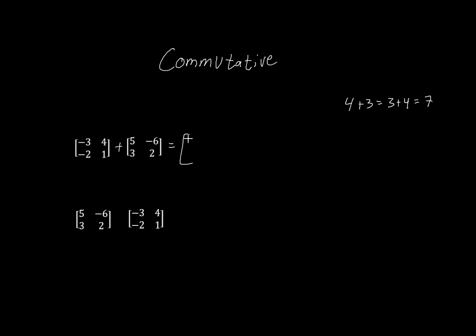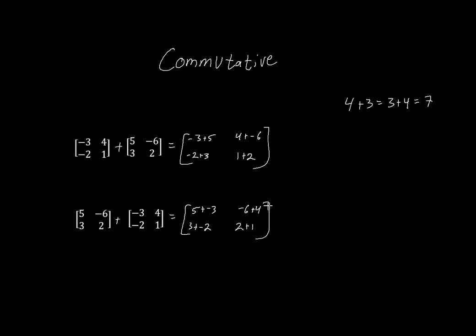We'll get negative 3 plus 5. And then in the next entry, we get 4 plus negative 6. And we get negative 2 plus 3, and we end up with 1 plus 2. We can go ahead and simplify those down and get an answer. But let's pause and do it the other way. If you'll notice, I've just switched the order of these matrices. So 5 plus negative 3, negative 6 plus 4, 3 plus negative 2, and 2 plus 1.